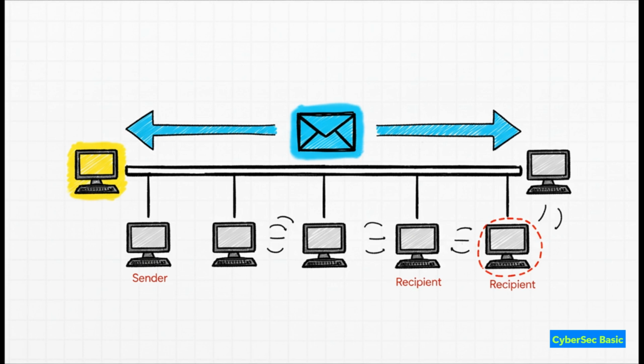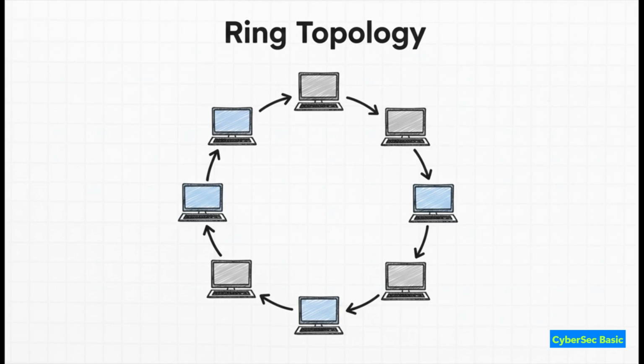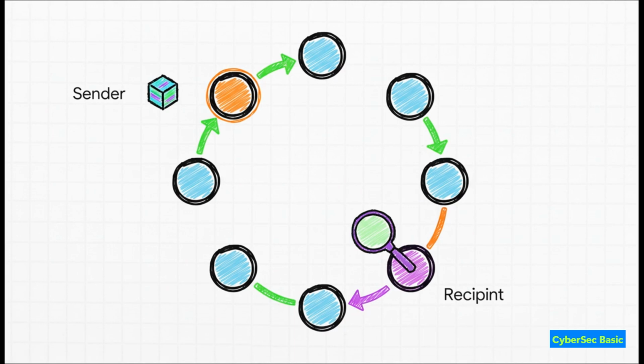Game over. All right, so we've gone from a straight line, now let's move to a circle with the ring topology. Now, what's really interesting here is how the data flows. In a ring, data travels in a closed loop, and this is key, always in one direction.